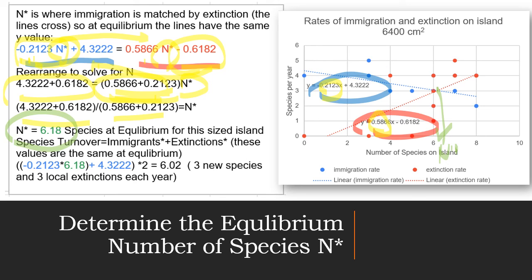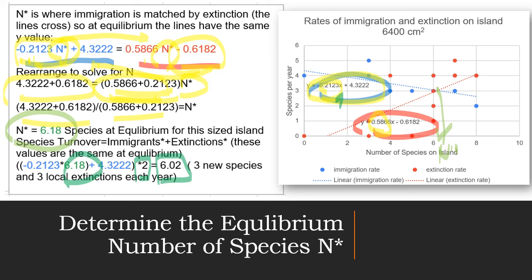So it's 2 times whatever one of those. So I can just take my immigration equation up here, and I substitute in for the x this equilibrium number. The 6.18 is my equilibrium number, and I solve that, and then I double it, for the extinctions and for the immigrants, and I end up that species turnover is 6.02.